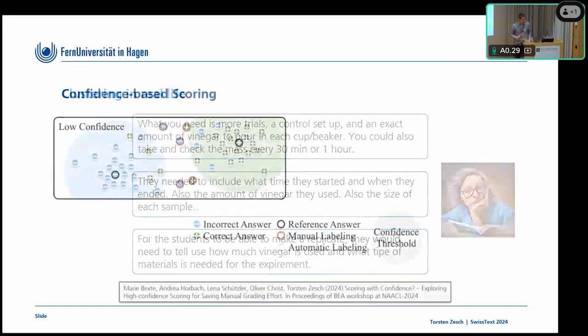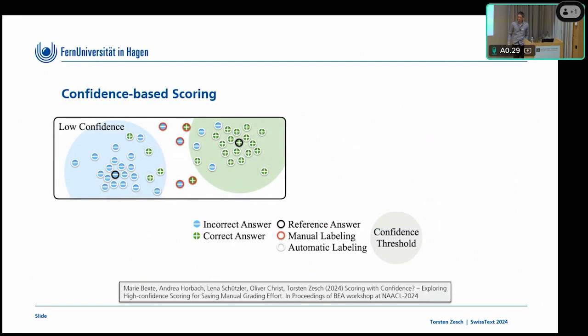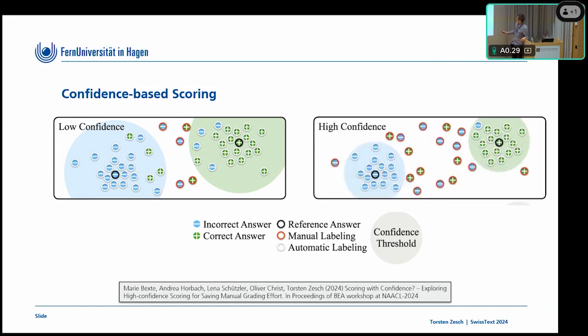So maybe another thing that we tried was confidence-based scoring. That was also proposed quite a while ago. They say, okay, if the classifier outputs a confidence threshold, maybe we can make that dense enough so we only score the very confident answers, and maybe that saves us some time for the set teacher.